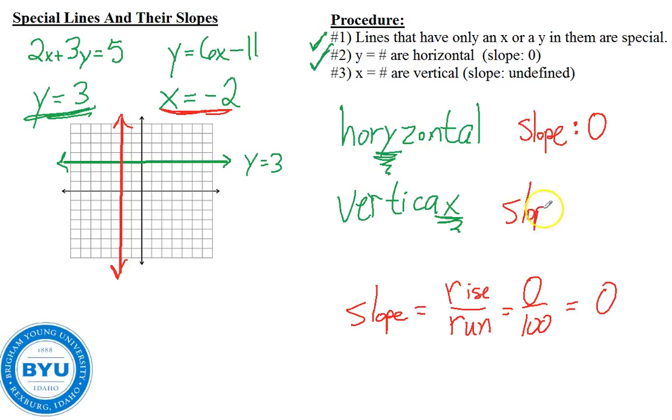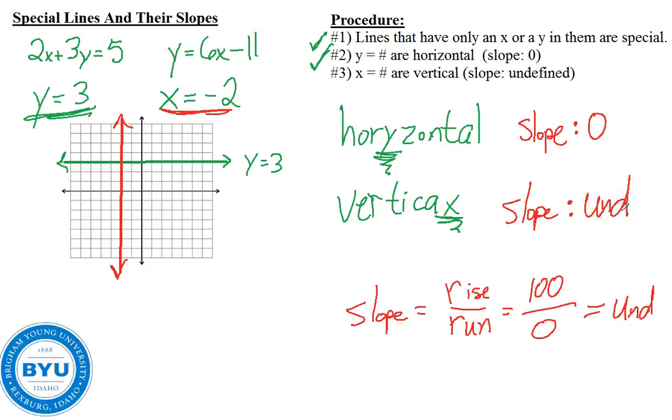Vertical lines, on the other hand, have infinite rise over run. So they end up with lots of rise, but no run at all. And you can't divide by a 0, so it's undefined. Horizontal lines are slope 0, and verticax lines are slope undefined.